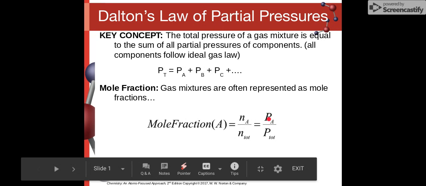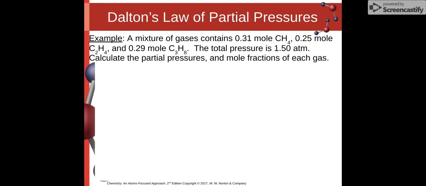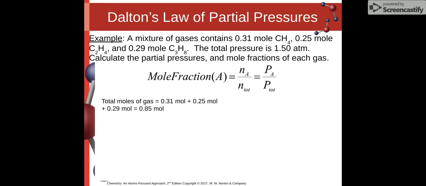Okay, and so if we can find mole fraction, we can find the pressure of the particular gas. Looking at an example here, if we have a mixture of gases and we know how many moles of each gas we have, as well as the total pressure, we can calculate partial pressures and mole fractions. The easiest thing to do is, okay, here is this equation. Mole fraction is much easier than partial pressure at this point. So we can find the total moles of gas by just adding the moles of the 3 components present.